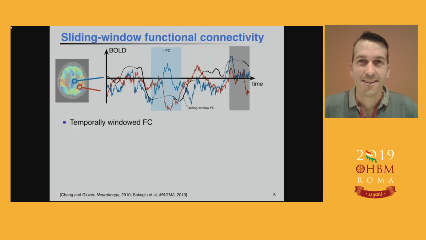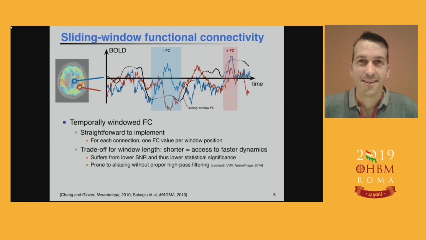Now, the most straightforward way to extend classical functional connectivity into a dynamic version is, of course, to compute it in a temporally windowed fashion. So you take a window of a certain duration W, you slide it over the data. For each window, you compute functional connectivity. And then, as you can see here in this illustration with the two time courses, you can identify moments with negative or positive functional connectivity and maybe look in more detail at those moments in time. So that's very straightforward to implement. For each functional connection, you get one value per window position.